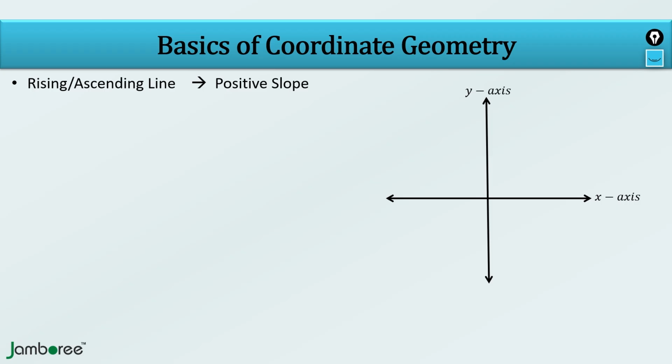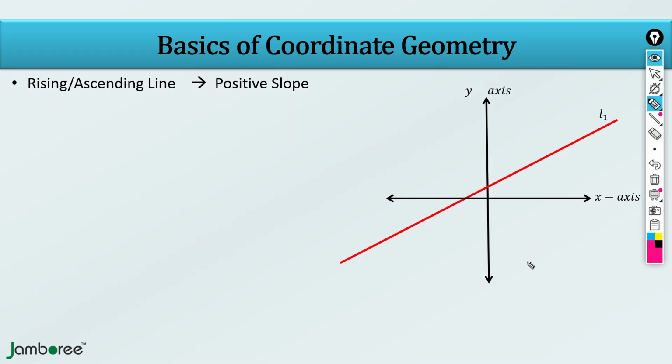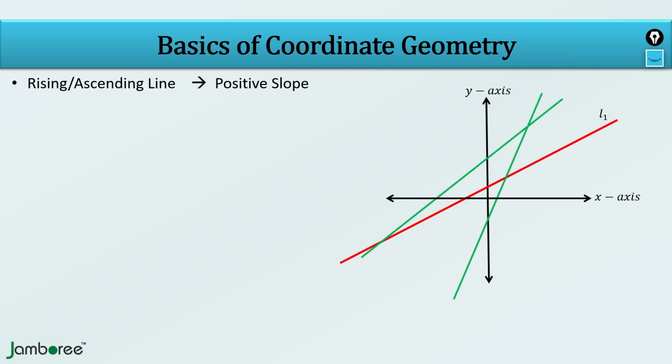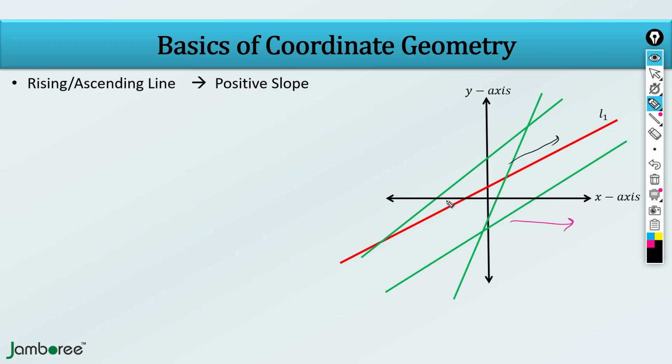Suppose we are given a line L1 in a coordinate system. To determine whether it is a rising line, we will move from left to right. While moving from left to right, if the line rises, then it is a rising or ascending line. So the given line L1 is a rising line. Also, this one is a rising line, this one is a rising line, and this one is also a rising line, because in all these lines, whenever we move from left to right, each of these lines rises.